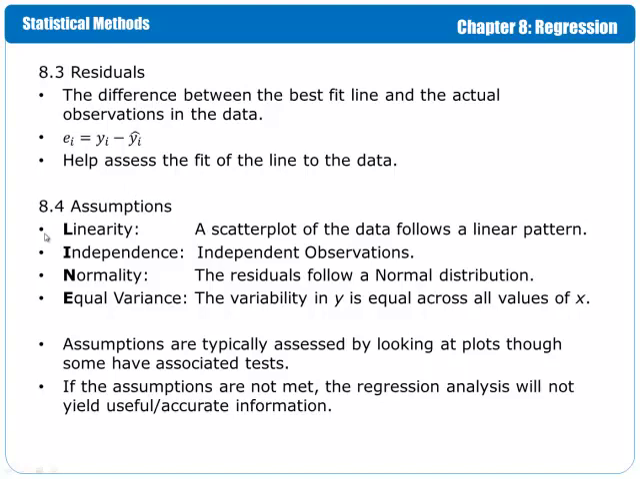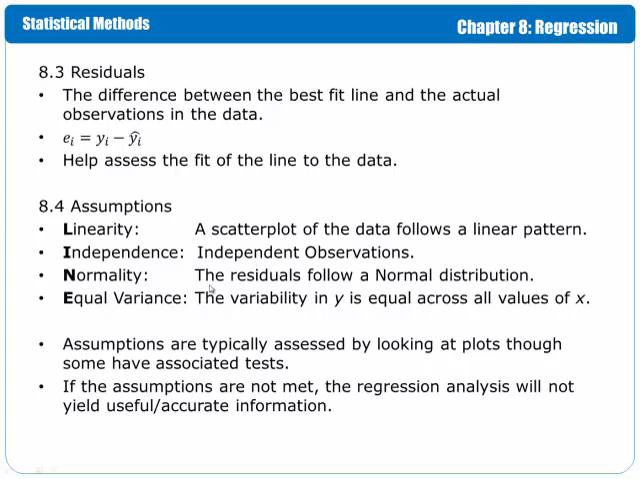The assumptions with regression include linearity, independence, normality, and equal variance. The acronym LINE is helpful in remembering those assumptions. In assessing linearity, we are looking for a scatter plot of the data that follow a linear pattern. For independence, we're looking for independence among the observations, meaning there's nothing that relates one of the individuals to another individual that would have some type of effect on our model.